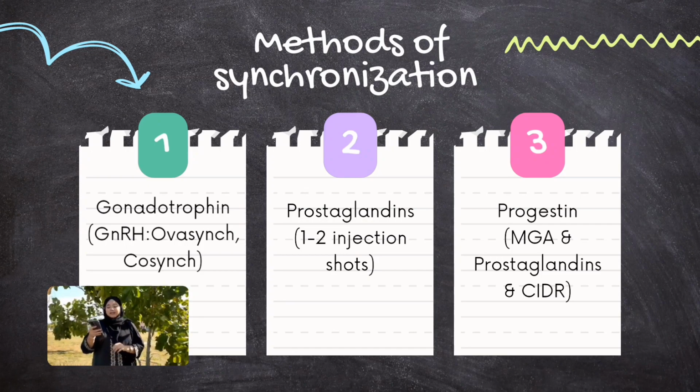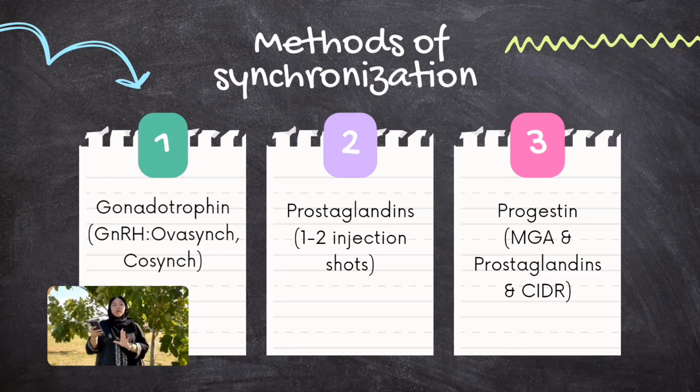Next, the prostaglandins. The trade names are Estrumate, Lutalyse, and Prostamate. The utilization is mostly in cycling females. Prostaglandins are a naturally occurring hormone that causes regression of the CL, or luteolysis, and decreases progesterone secretion, which results in a return to estrus. We can expect an estrus within 2 days after administration.